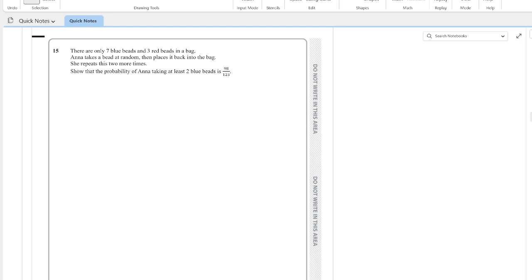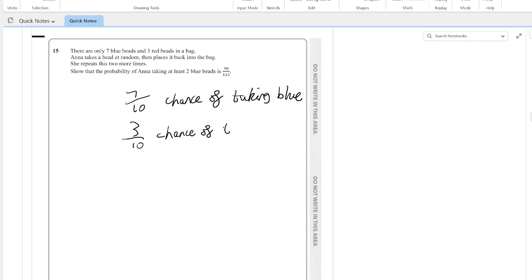Okay. So in this question, you're either picking a blue bead or a red bead, and you replace the beads back. And this is important because the probability will be the same every time you take a bead. So first, we need to find the probability of pulling a blue bead or pulling a red bead. And because there's 10 beads in total, there's a 7/10 chance of taking a blue and a 3/10 chance of taking a red.